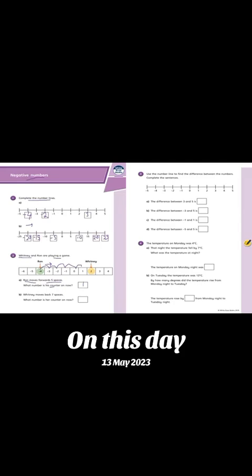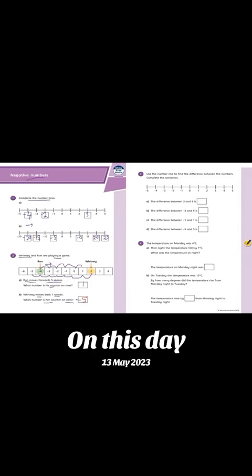For part B, Whitney moves back 7 spaces. What number is her counter on now? It goes back 7 spaces, so that'd be 1, 2, 3, 4, 5, 6, 7. So that'd be -5.